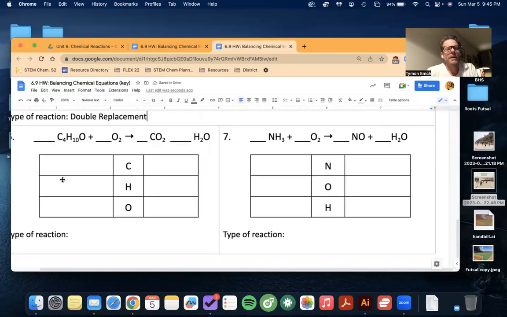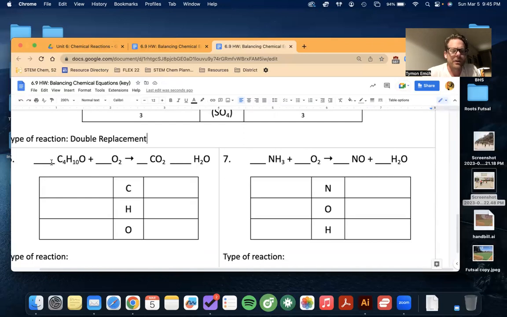Another hydrocarbon one right here. I always like to start on hydrocarbons with my carbon. So 4 here, 4 here. Cool. Next up, I have my hydrogens. I have 10 of them over here. So that means I'm going to go 5 over here. And I do my oxygens last. Now check this out. I have 4 times 2 is 8 oxygens from that first molecule, plus another 5 from this one. So I have actually 13 oxygens on this side. Now, if I take away the 1 over here, that means I have 12 left. That means I'm going to put a 6 right here and a 1 right here.